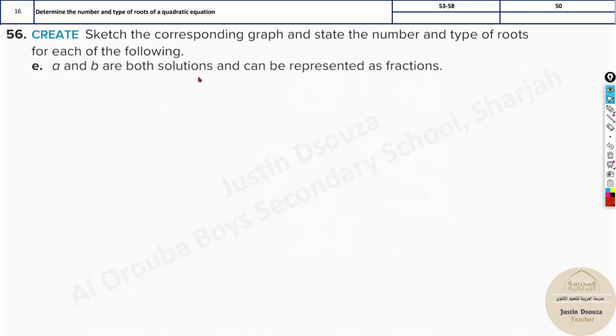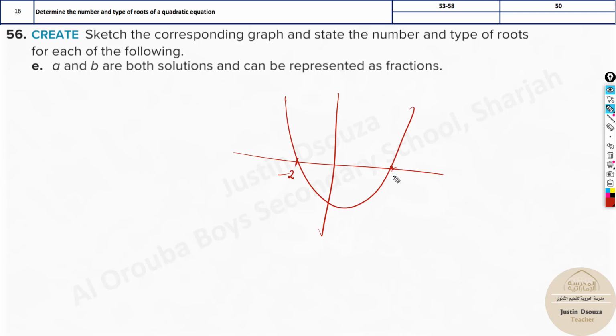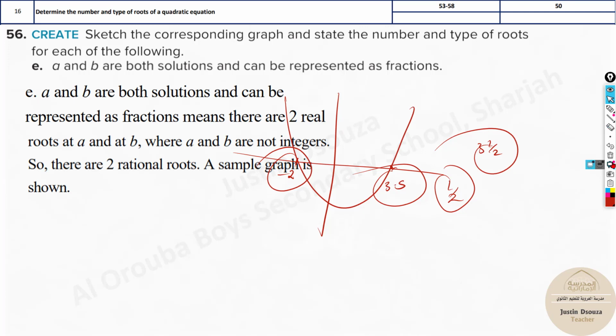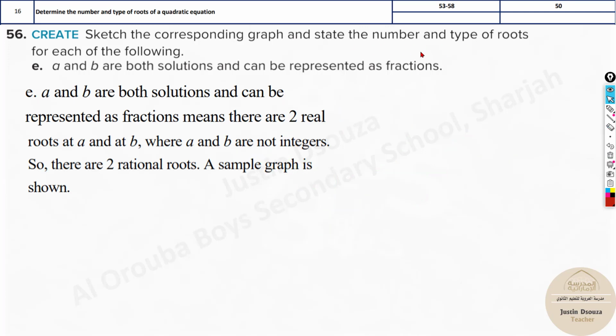Now, a and b are both solutions and can be represented as fractions. Now, this is important. Whenever both have solutions, they can be represented as fractions. So this may be 2, minus 2. This might be 3.5, a fraction, or half, root half. These are all rational, right? Whichever number can be written as a fraction is a rational number. So you can have two rational roots. Two rational roots is the answer. Fraction means it's rational numbers. What are fractions? Half, 1/4, quarter, anything which can be written as a rational number.